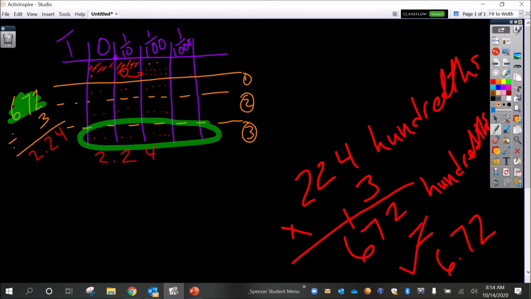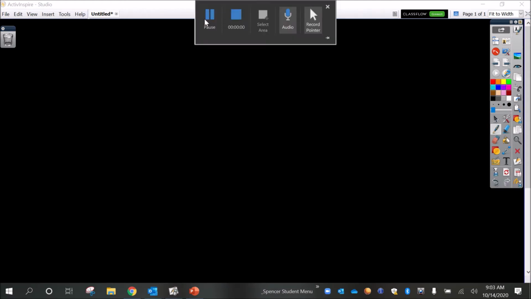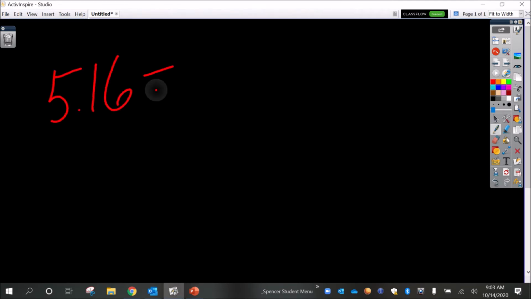Great. So let's try that again. This time we're going to show the long division or the standard algorithm alongside it. So we're going to do one step on the place value chart, and we're going to do that same step on the long division standard algorithm side. All right, so let's try the example of 5 and 16 hundredths divided by 4.